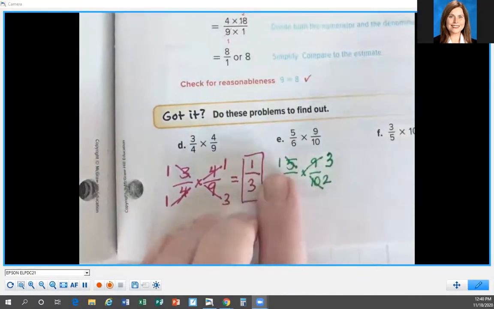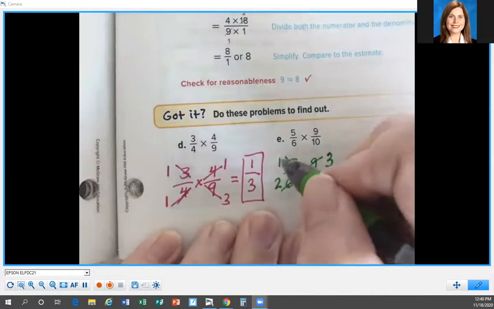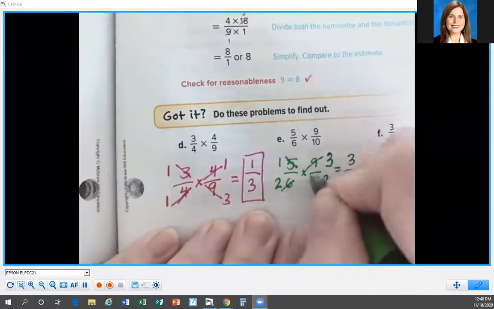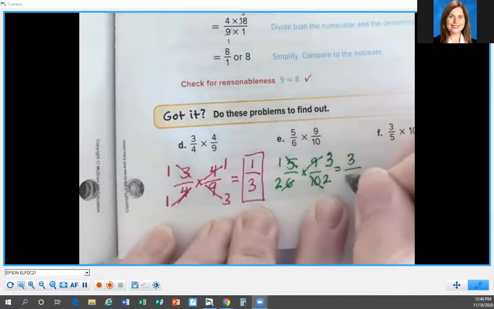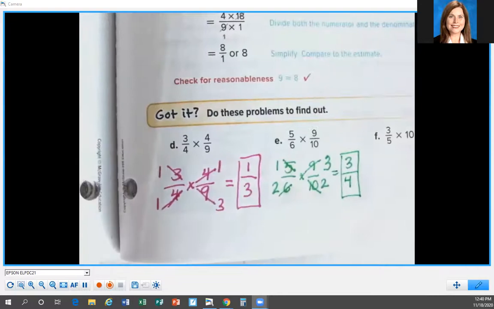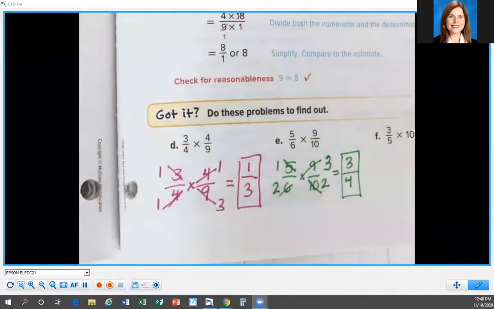Numerator times numerator. 1 times 3 is 3. Denominator times denominator. 2 times 2 is 4. And 3 and 4 don't have any common factors, so our answer is 3/4.